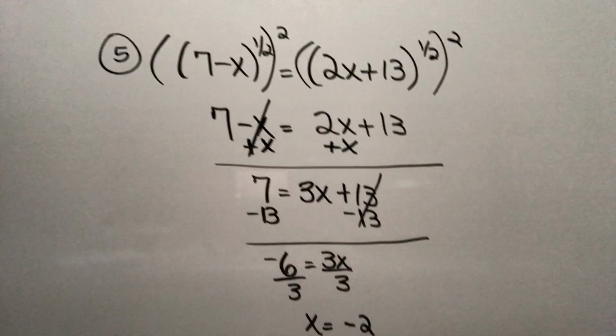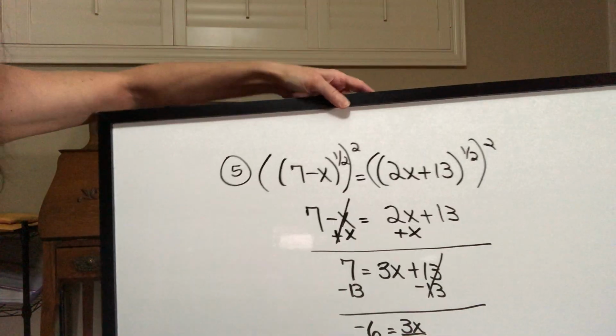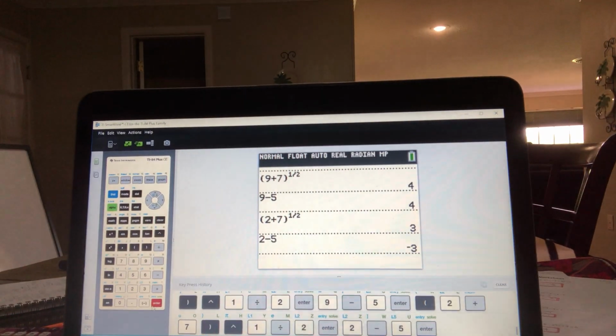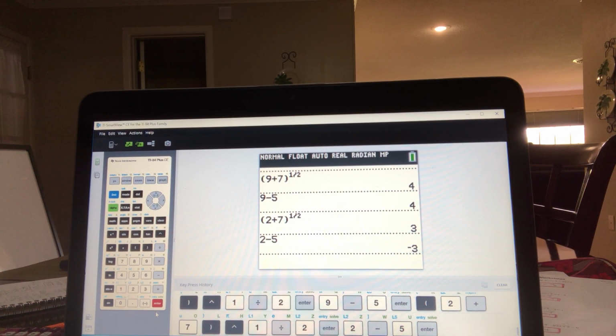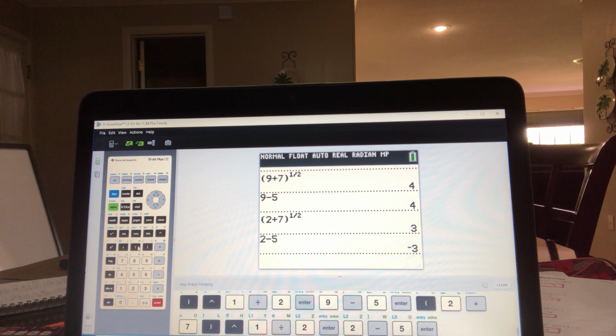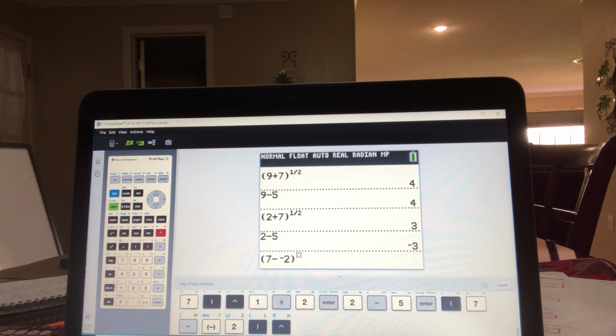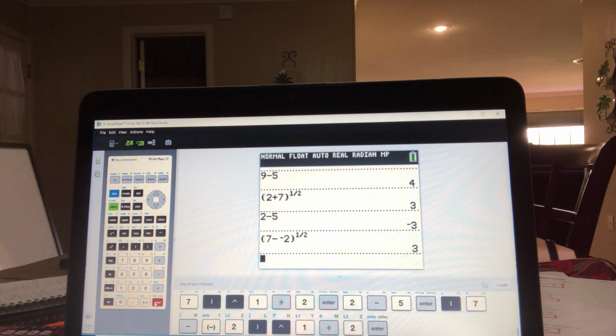Okay. But we want to see if negative 2 would work if we plug it into our calculator. Okay, so in the original problem, there were parentheses, so use them. So it would be 7 minus negative 2. Now be careful here. There was a minus in the problem, and then we're plugging in -2. So it's going to look like a double negative like that. And then I'm raising it to the half power, and enter. Okay, so that time I got 3.